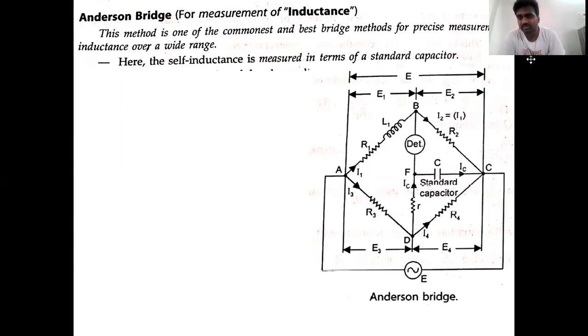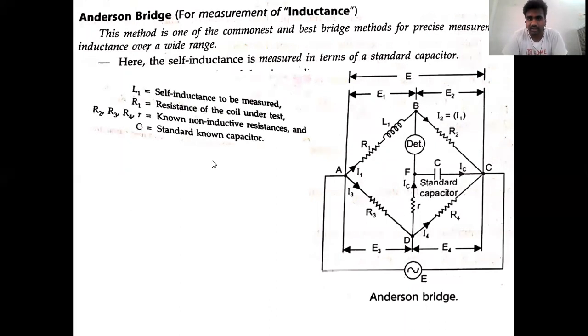Maxwell's bridge measures the inductance with the help of comparison with a variable inductor, and Hay's bridge also measures the inductance. Here, Anderson's bridge measures the inductance with the help of a standard capacitor. So this is the Anderson's bridge which we are going to explain.